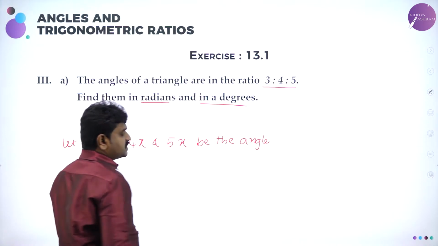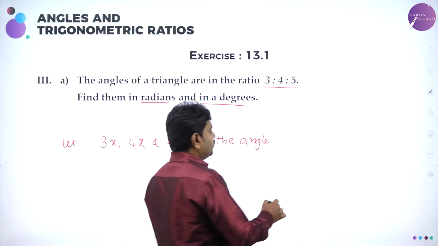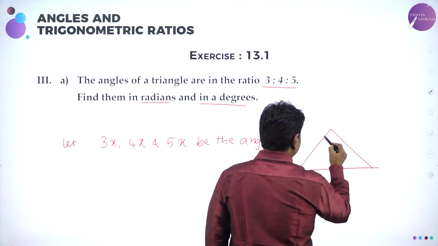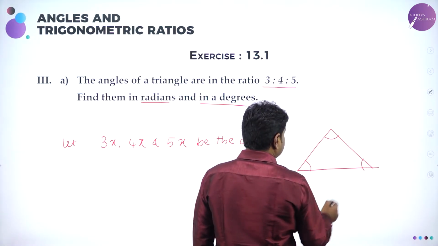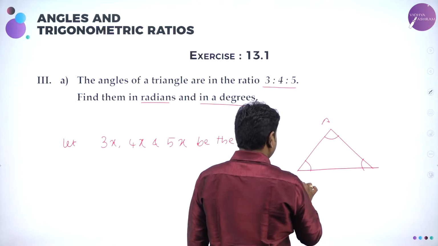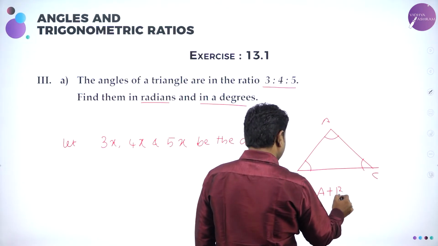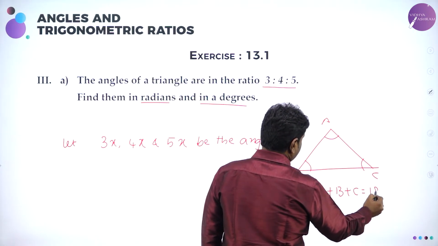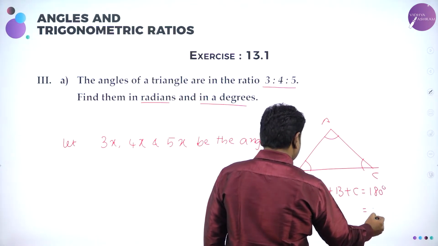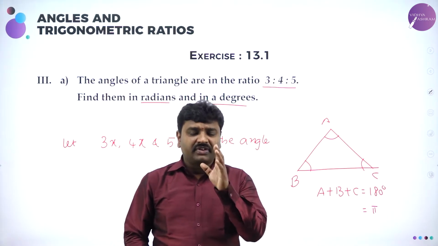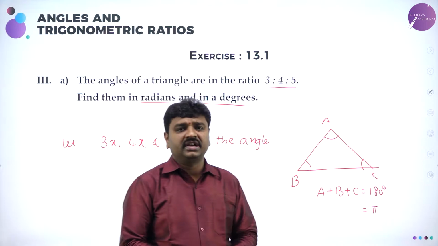Now all of you know the sum of the angles in a triangle. When you take any triangle, sum of the angles in a triangle is what? 180. So if you have three angles, suppose this is A, B, vertex C, then angle A plus angle B plus angle C is what? 180 degrees. 180 degrees is also what? Pi.